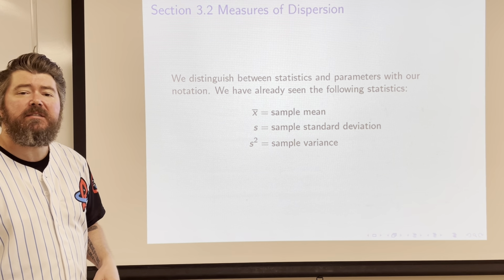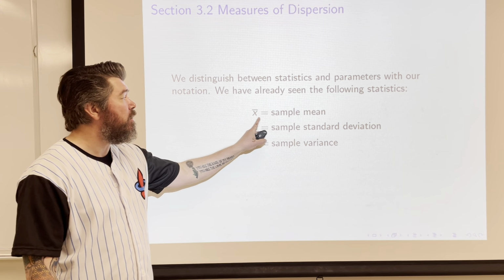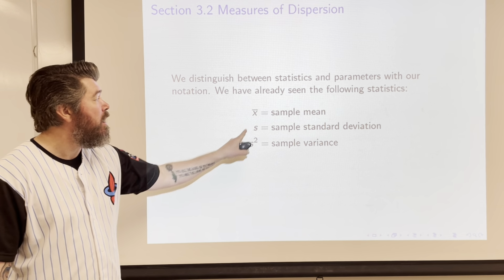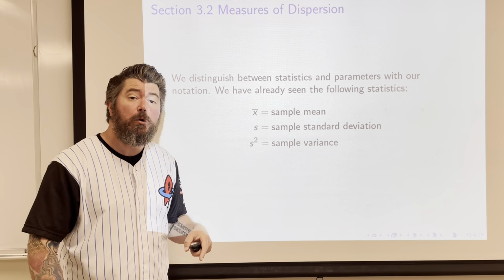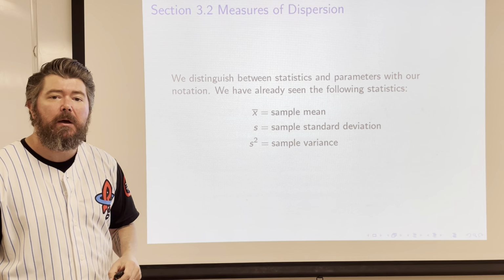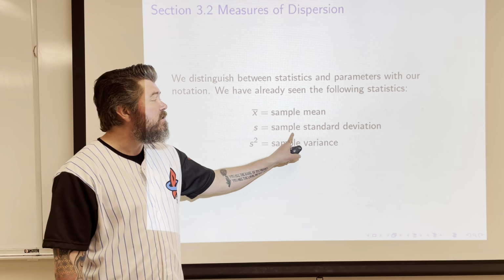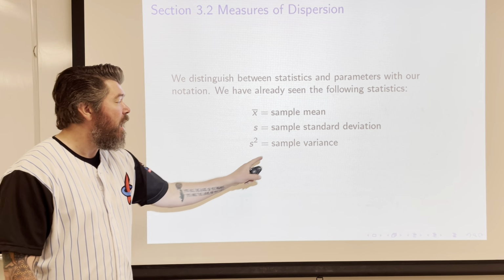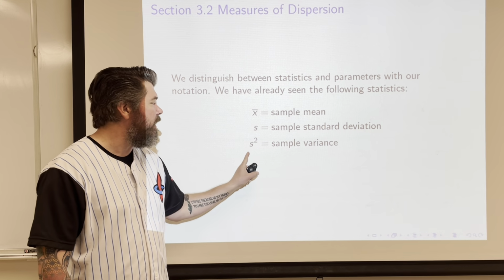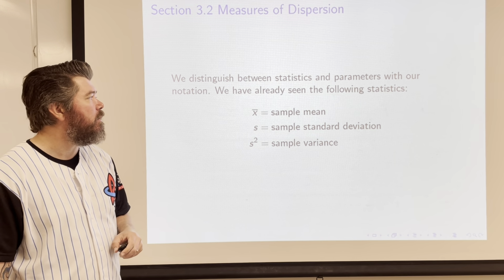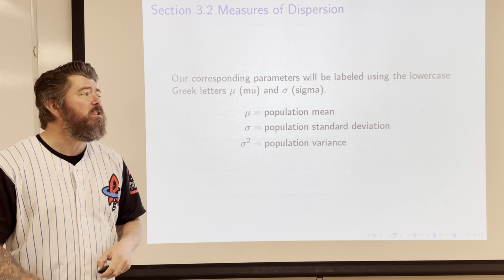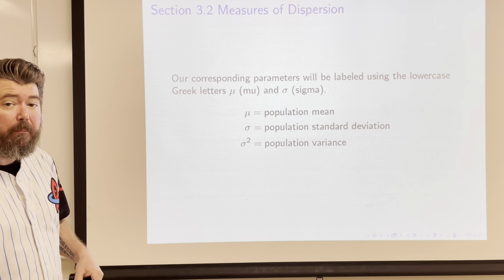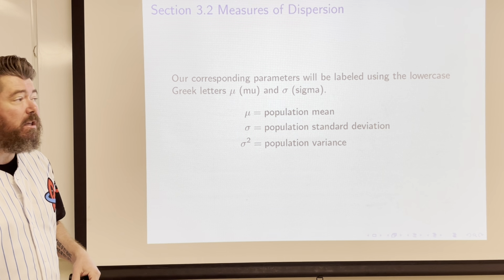We have already seen the following statistics. Our sample mean. Remember, this was given in the last section by x bar. And we also had our weighted mean, which I'm not going to put up here. And then we have our sample standard deviation, and this was denoted by s. And our sample variance, which is denoted by s squared. Our corresponding parameters, remember, parameters correspond to population. They both start with P.